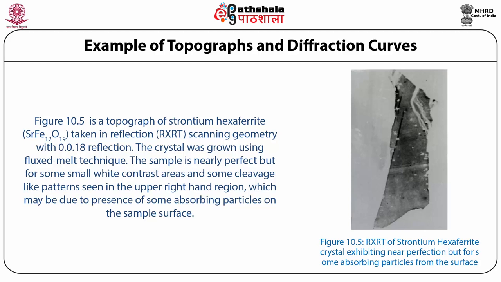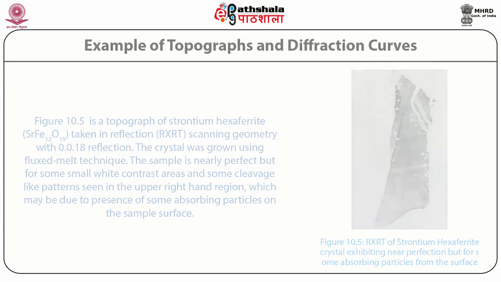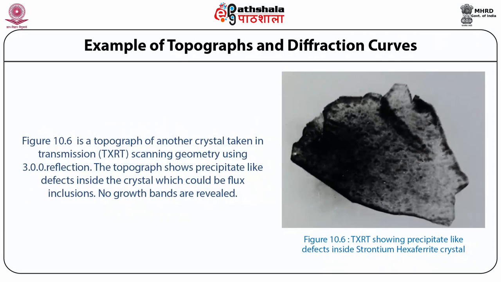Sample is nearly perfect, but for some small white contrast areas and some cleavage-like patterns seen in the upper right-hand region, which may be due to presence of some absorbing particles on the sample surface. Figure 10.6 is a topograph of another crystal taken in transmission, TXRT scanning geometry, using 300 reflection.